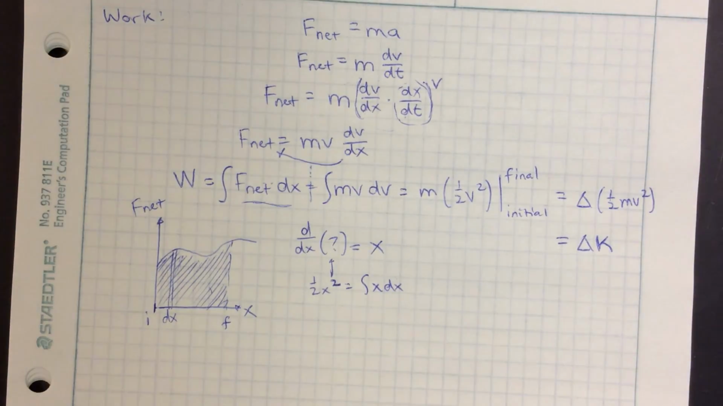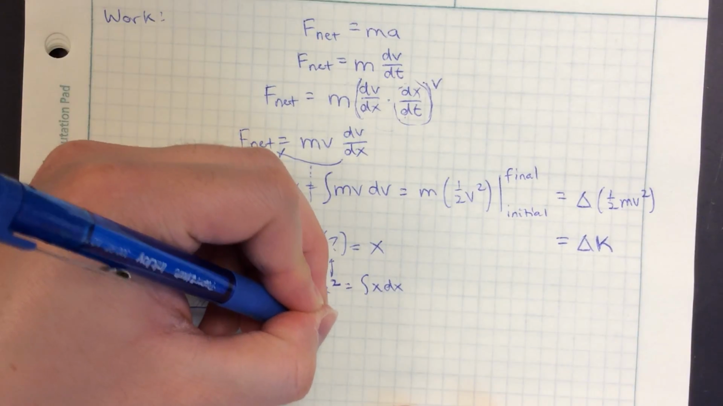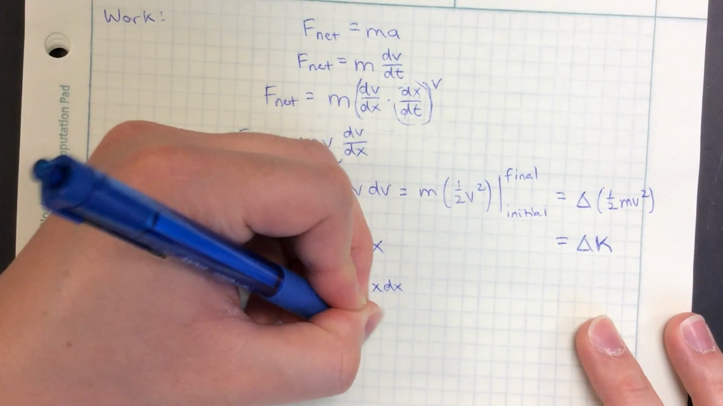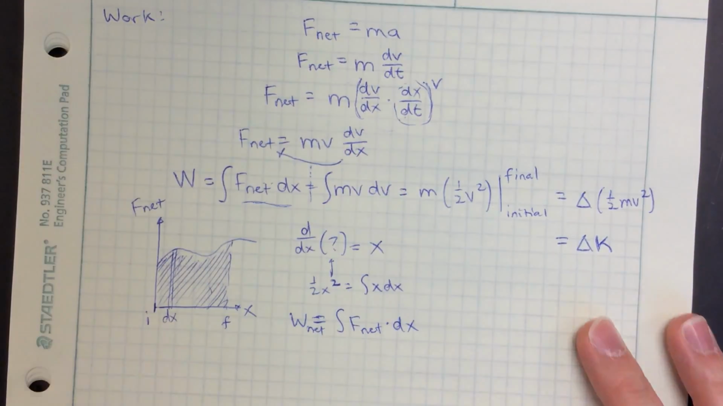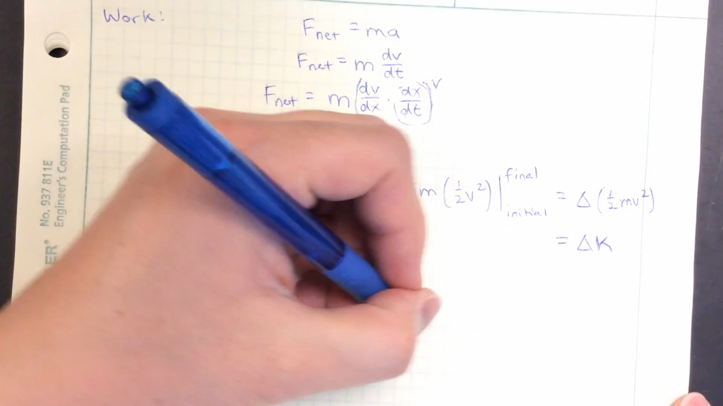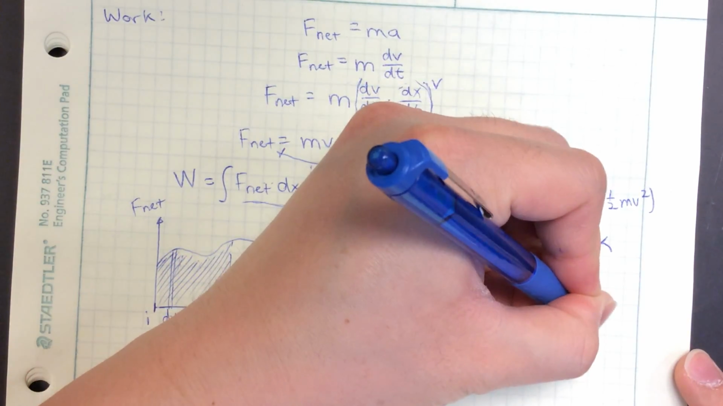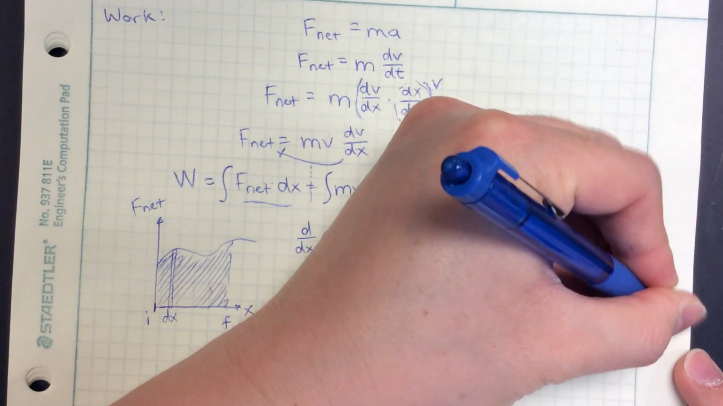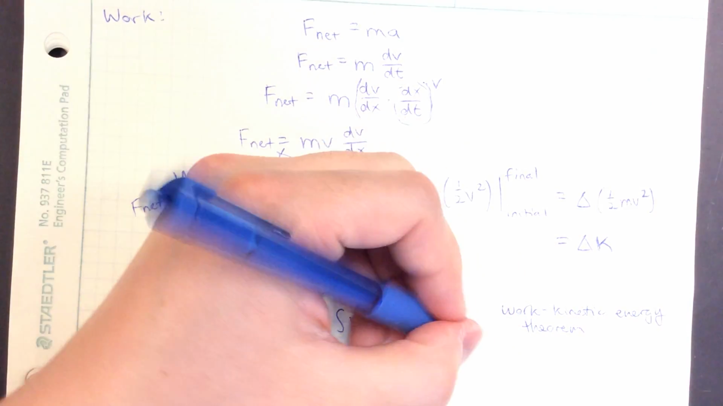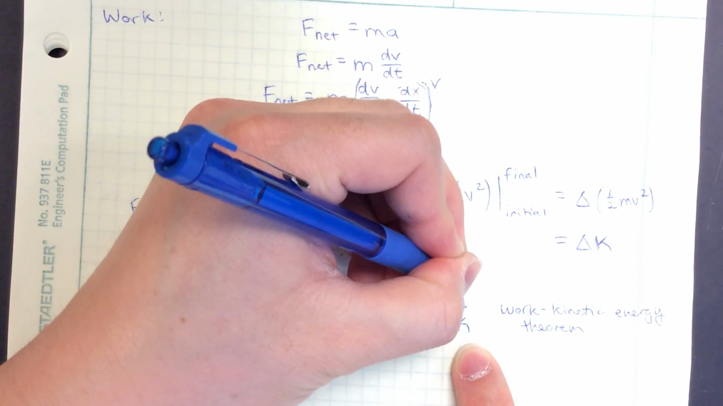The net work, the total amount of work done, is equal to the net force added up over a bunch of little spaces. And that is equal to your change in kinetic energy. This is the work-kinetic energy theorem. What is it equal to on one side? Delta K. This is a delta K. If you're wondering, K is 1/2 mv squared.